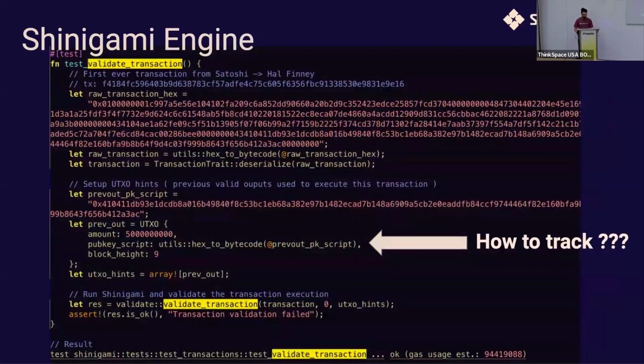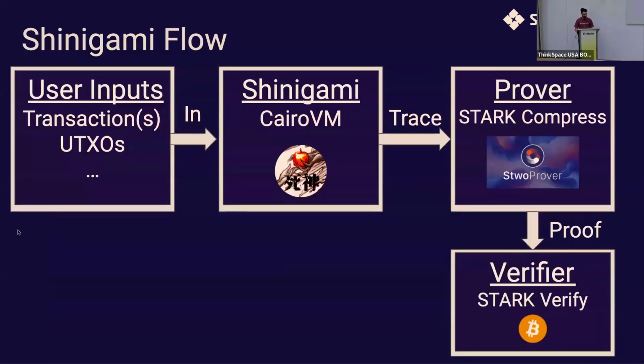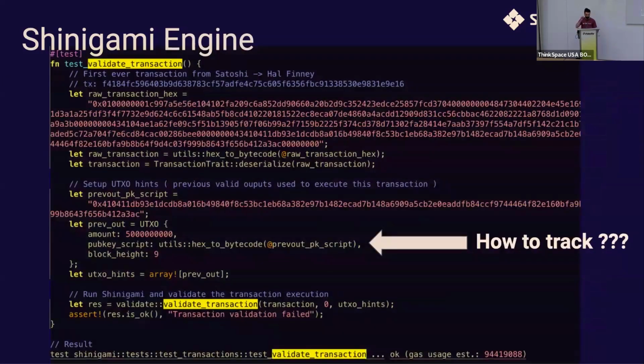And if you were vigilant, you might have noticed that I passed this UTXO as an input from the user for the Shinigami engine. And I could have just put anything here. So anybody could have just put an arbitrary UTXO that doesn't actually exist in the state, and then created a proof that that transaction was valid even though it technically wouldn't have been, because the UTXO doesn't exist on Bitcoin. So how do we track that users provide valid UTXOs?